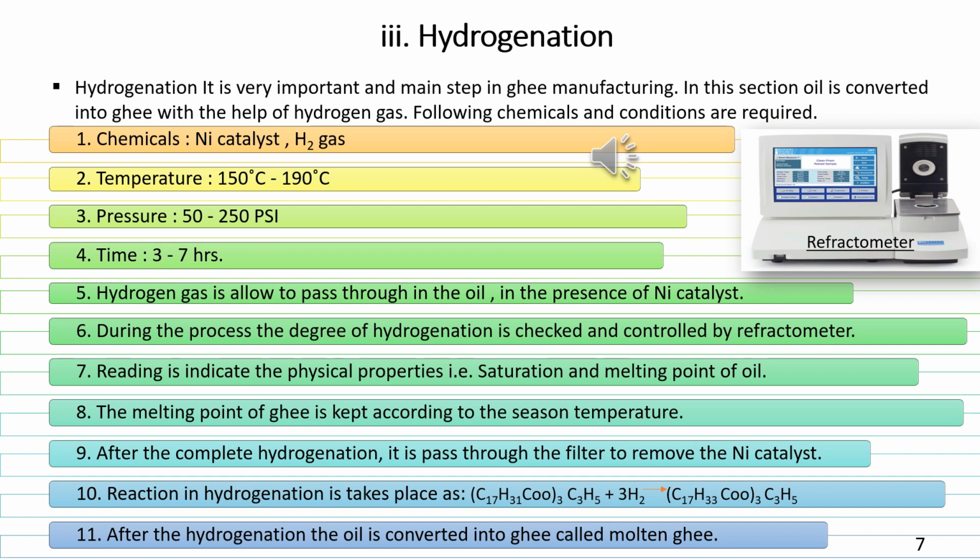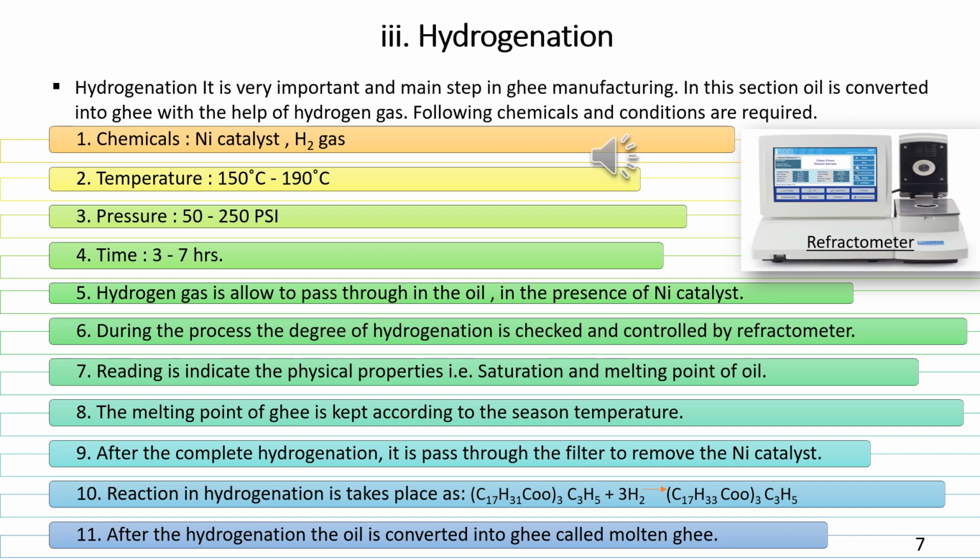Second important point is that we can keep the melting point of ghee according to our season. So whatever the season is, we can keep the melting point of our ghee according to our seasonal temperature. When the hydrogenation process is completed, we can remove the nickel catalyst.